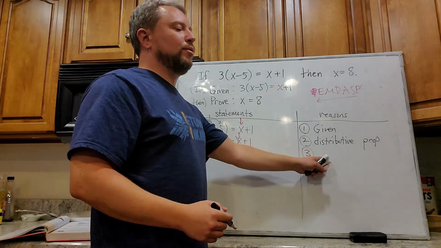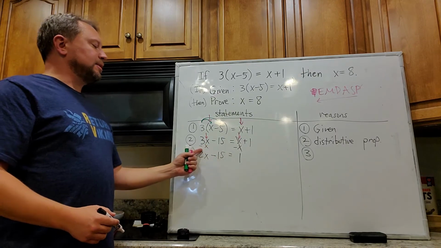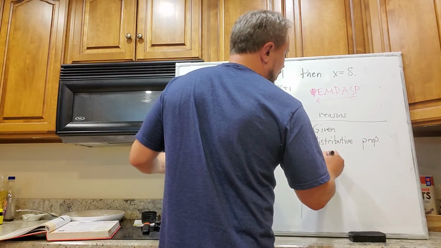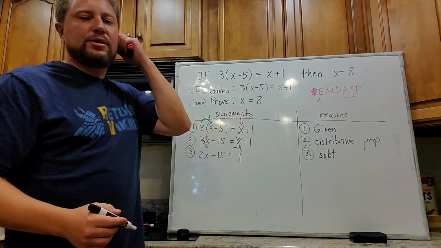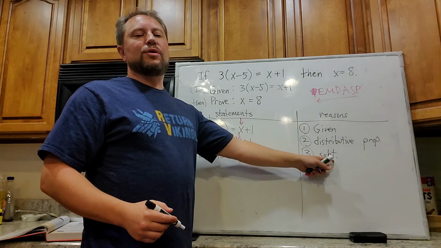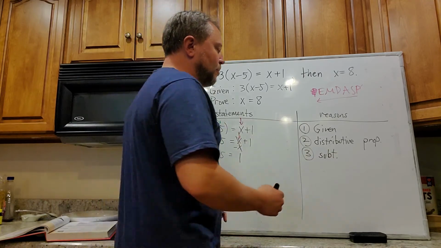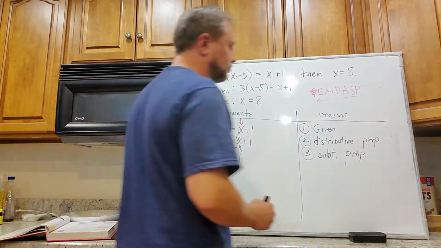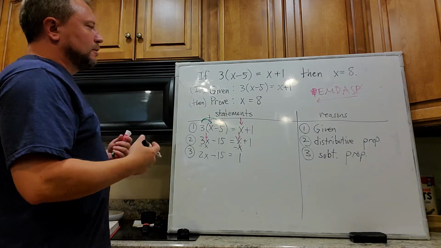Again, I got to explain what I did. And from both sides, you can see I subtracted that x. So here's where I could do that abbreviation I mentioned earlier. If you are going to abbreviate it, remember, for subtraction, you need to put at least the t on there as well. SUBT. So subtraction property.